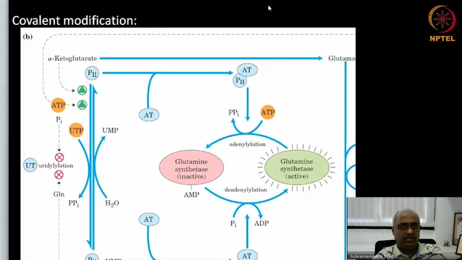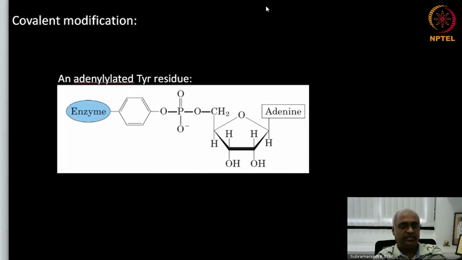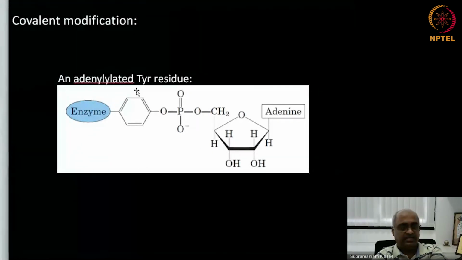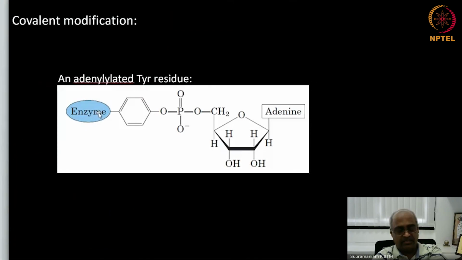So this modification group is shown in this slide. This is the enzyme's tyrosine residue. In an enzyme, one of the amino acids has a side chain, tyrosine, which is the hydroxybenzoyl group. That is in an ester bond with a phosphate. And that phosphate is part of this AMP. So adenine, ribose, and then a single phosphate. So this ester between AMP and the tyrosine residue of the enzyme is the covalent modification here. This is the adenylation.